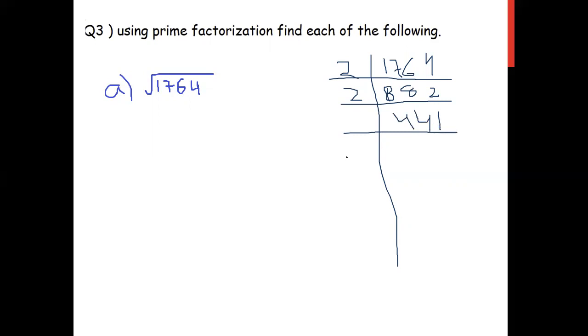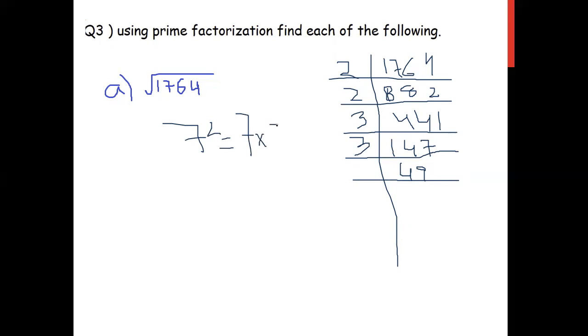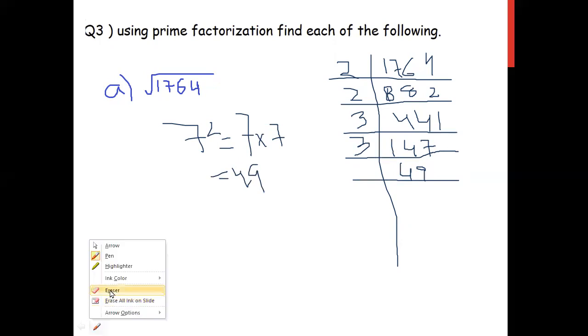Now 441 is not an even number, and let's see, it can be divided by 3. So let's divide it. 147. Now divide again by 3 because we know we can divide by 3. Let's try it. So that is 49. Now 49 is obvious. That is 7 squared, 7 multiplied by 7 is equal to 49. So we know that this is the basic thing.